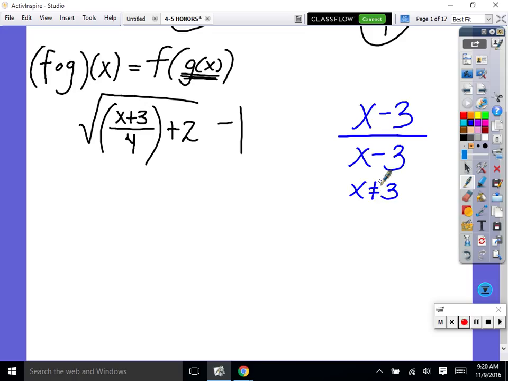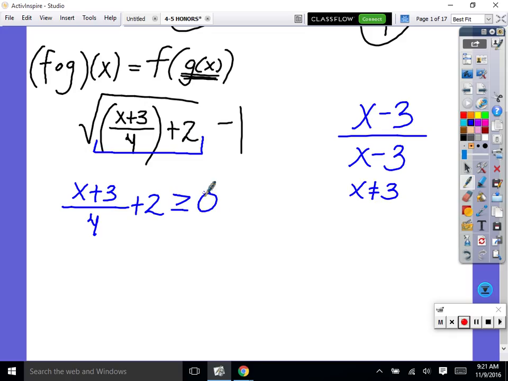We need to do the same thing here. Before we simplify, we need to look and state the excluded values. Does that make sense, everybody? So we would say underneath here, all that stuff: x plus 3 divided by 4 plus 2 needs to be greater than or equal to 0. Is everybody following me? Yeah.